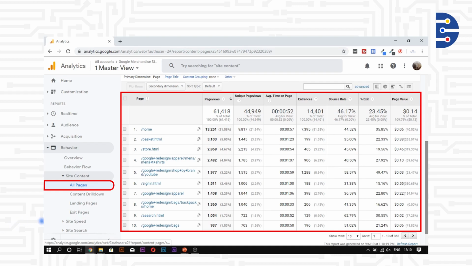Two important metrics are the bounce rate and the exit rate for individual pages. Once we understand these, we can then work to enhance the engagement by working on specific pages of our website.